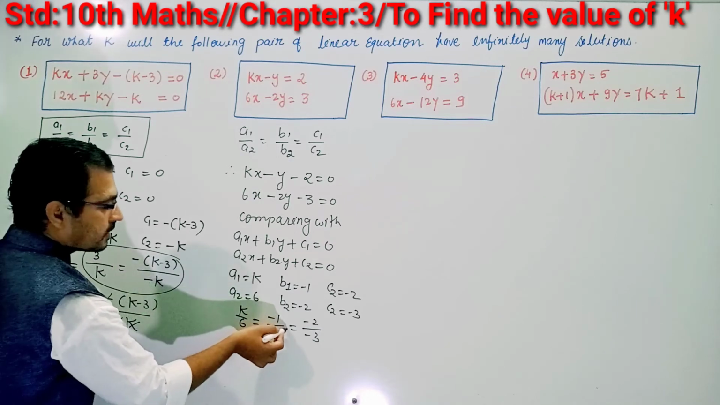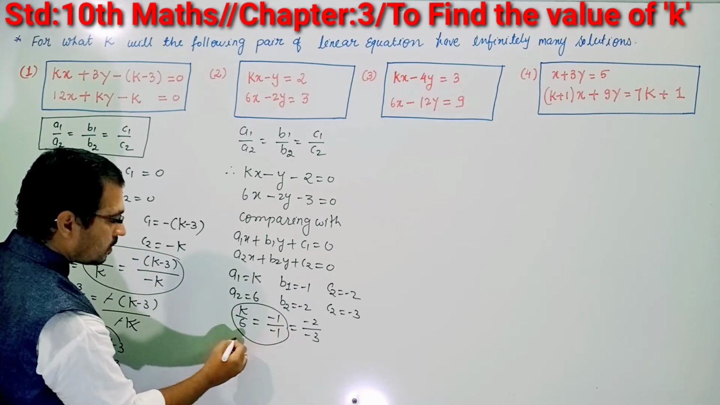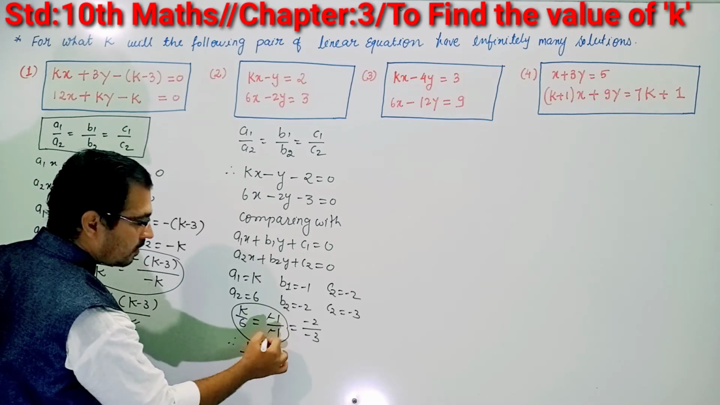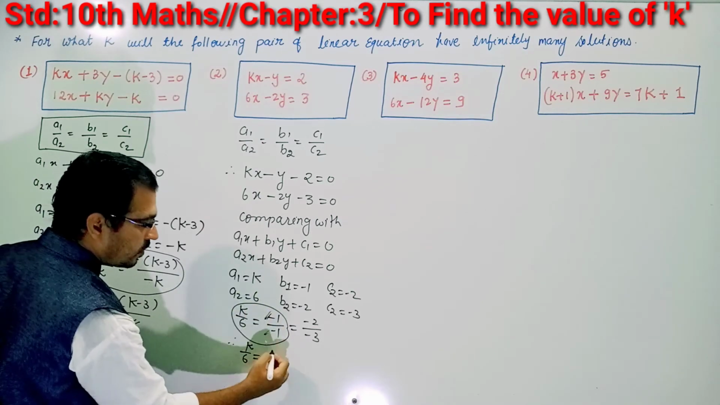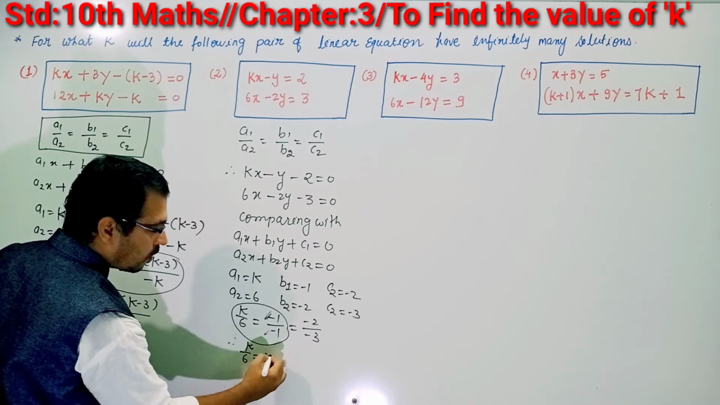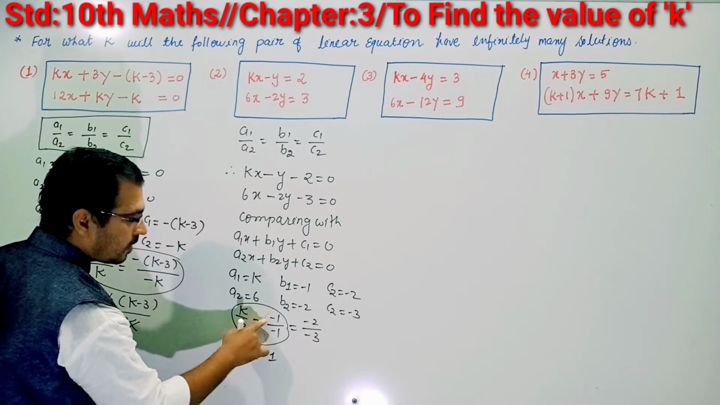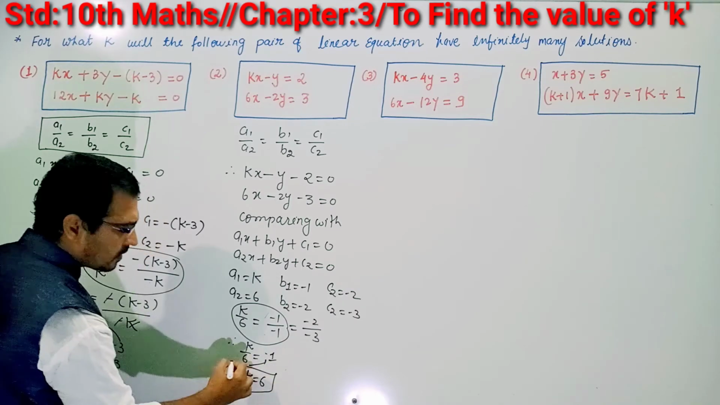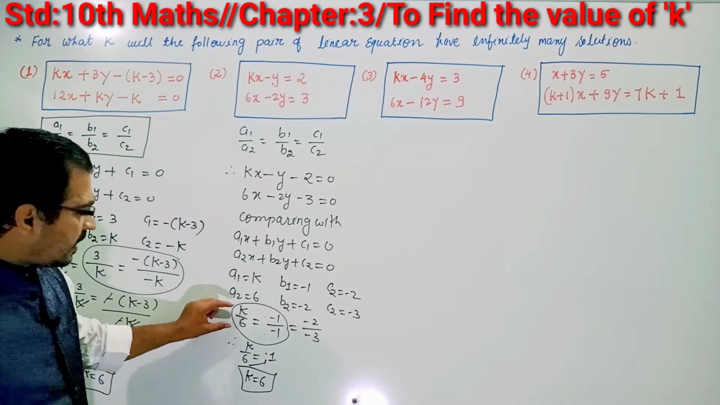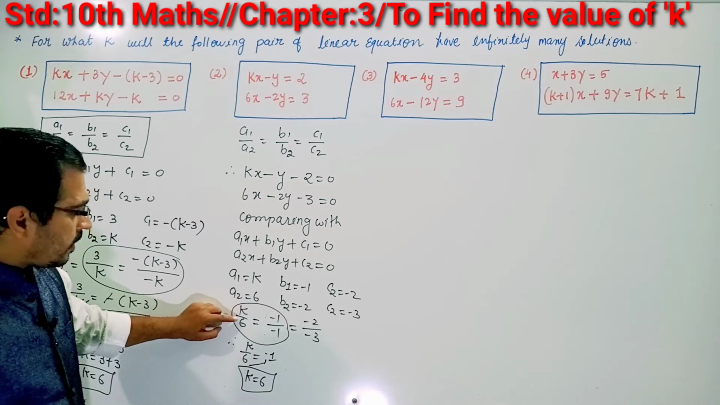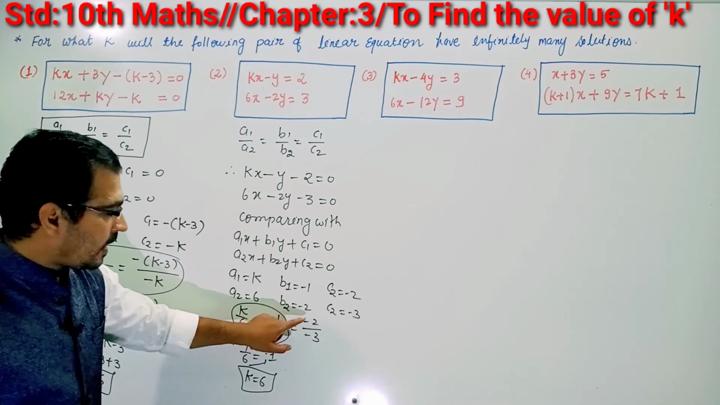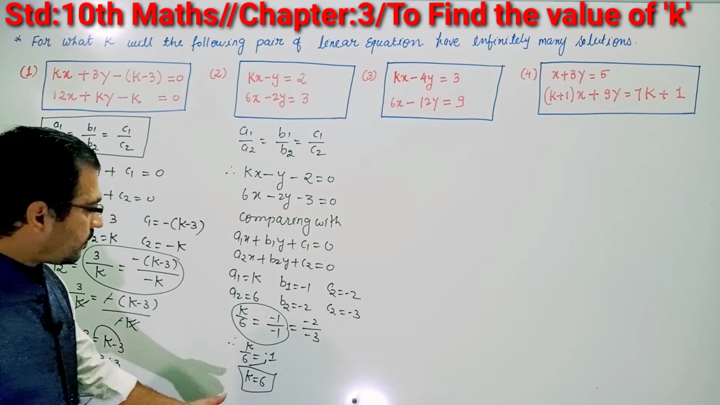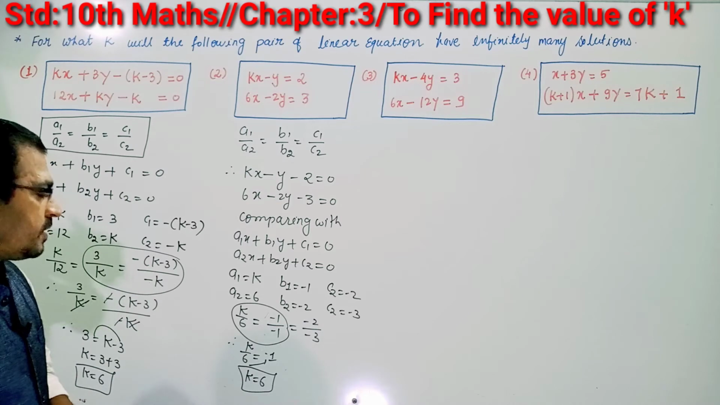Okay, students, let us compare these two terms. So k by 6 is equal to minus and minus will be cancelled out. So obviously you can write 1 over here. Understood, students? So the value of k will be 6. Similarly, students, if you take the ratio k by 6 and minus 2 by minus 3, you can find out the value of k once again.